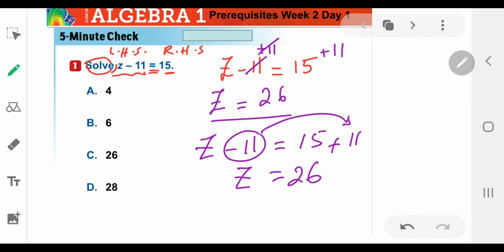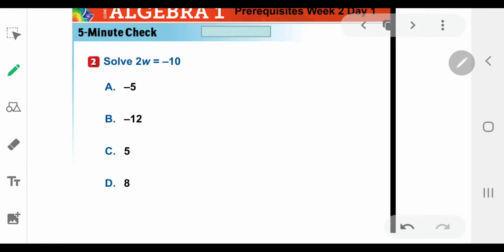Let's see the next one, and again, pause the video and try to answer it on your own. Again, what do we have here? We're still reviewing the one-step equation, and one-step equation means an equation solved by only one operation. As in the previous example, we had negative 11, so we added 11. It's one operation. To undo subtraction, we added 11.